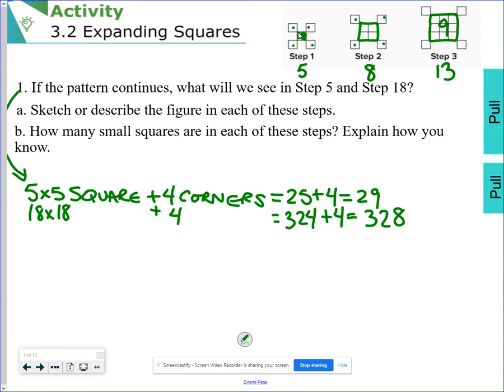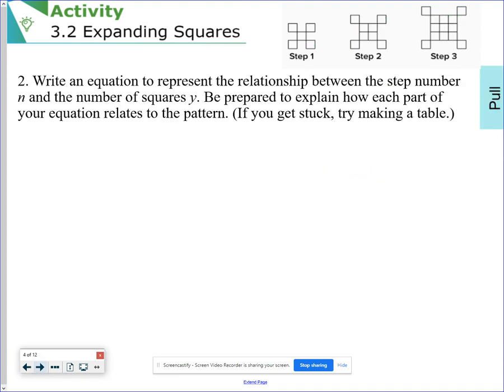By the way, I know it doesn't actually ask for this, but here's how you would write that pattern. You would take whatever step number you had, we use n for whichever one you want to pick, and it gets squared. That tells us that square in the middle, and then every single time we're going to just add on 4 more, 1 on each corner.